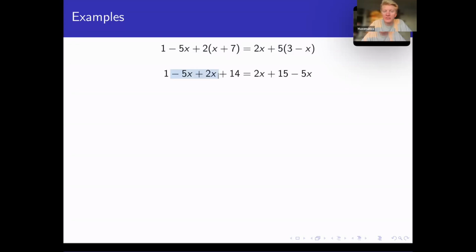Minus 5x plus 2x and 1 plus 14. 2x minus 5x, lots of combining like terms. Maybe you already start to see something happening.